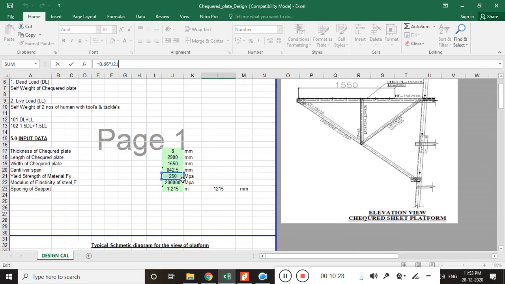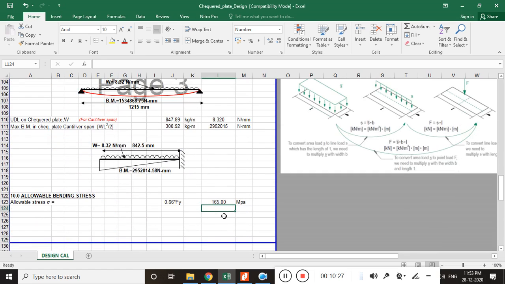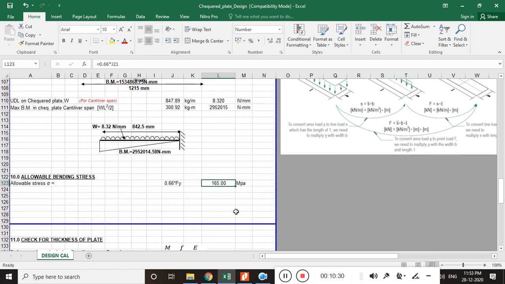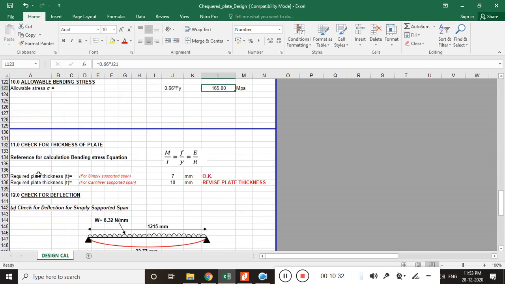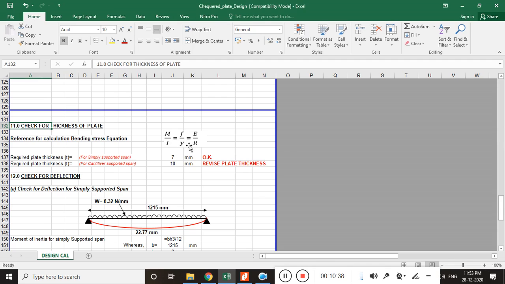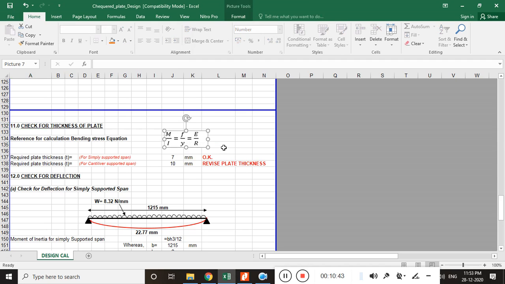J21, this is 250 MPa. So our allowable yield stress is 165 MPa out of 250. Now let's check for the thickness of the plate. For the thickness of plate, this is the simple equation. Generally all the BTech students get to know this equation.